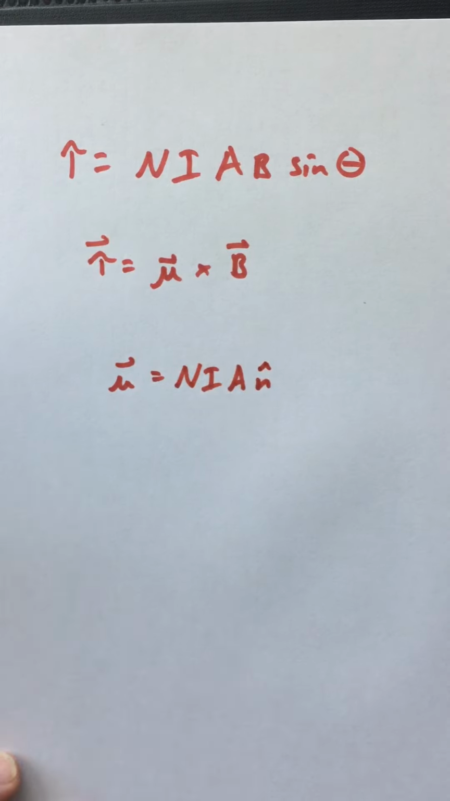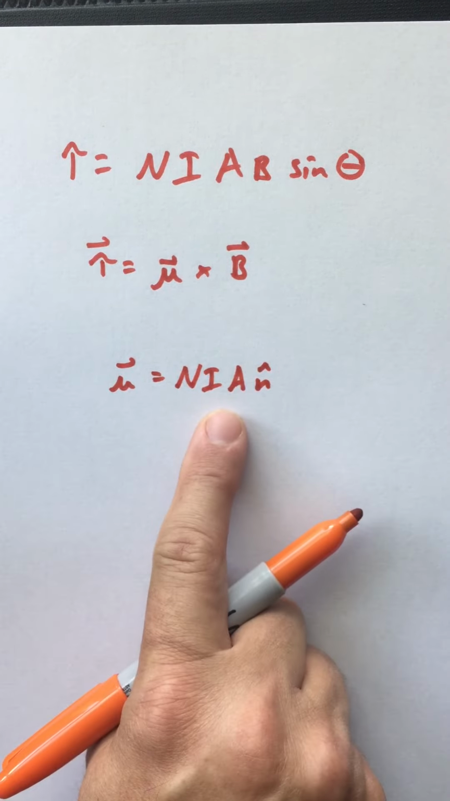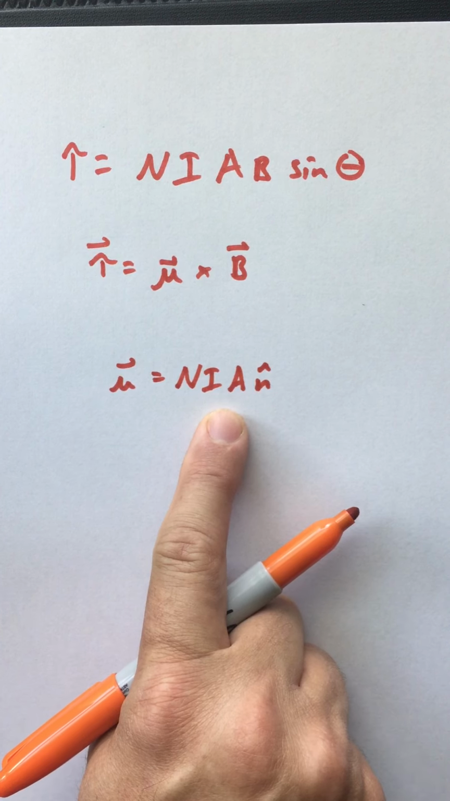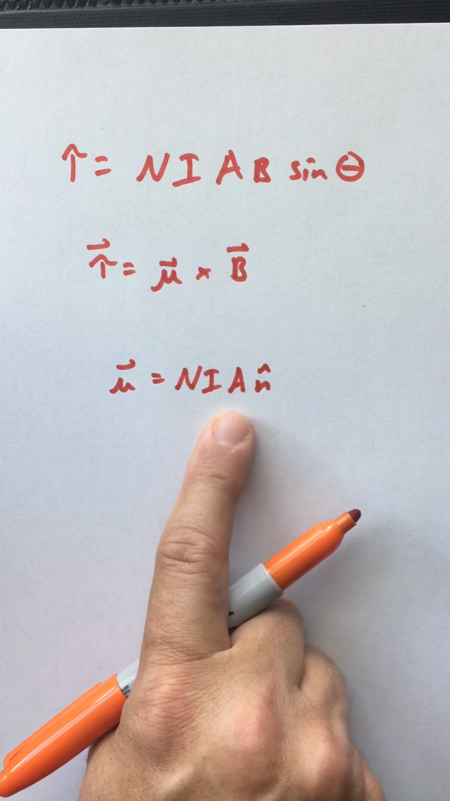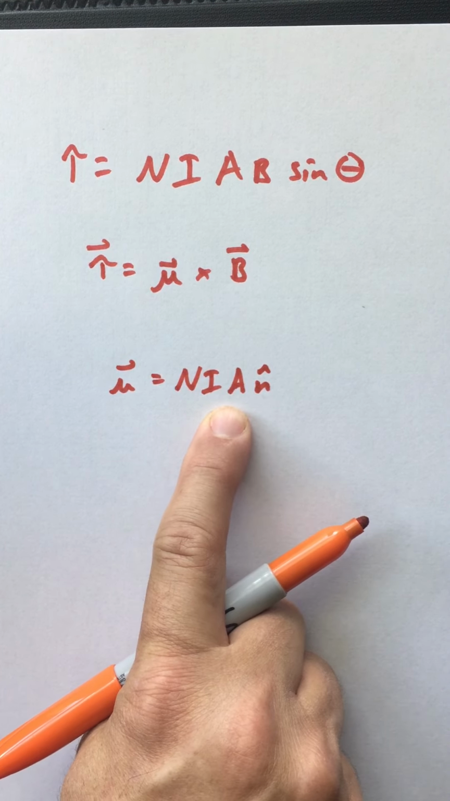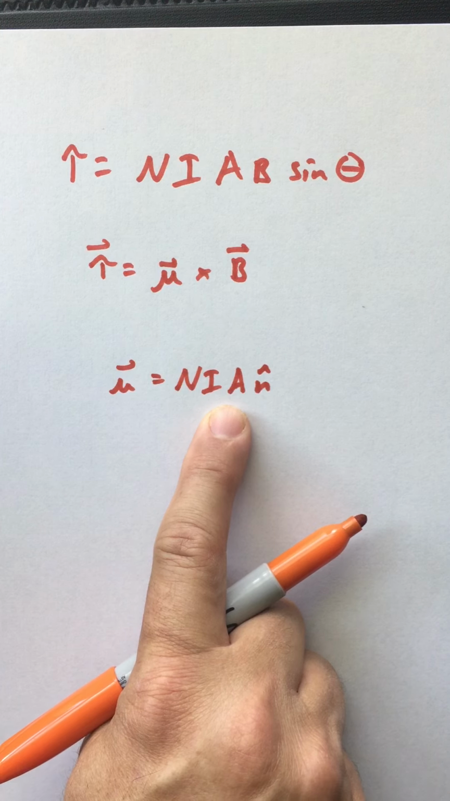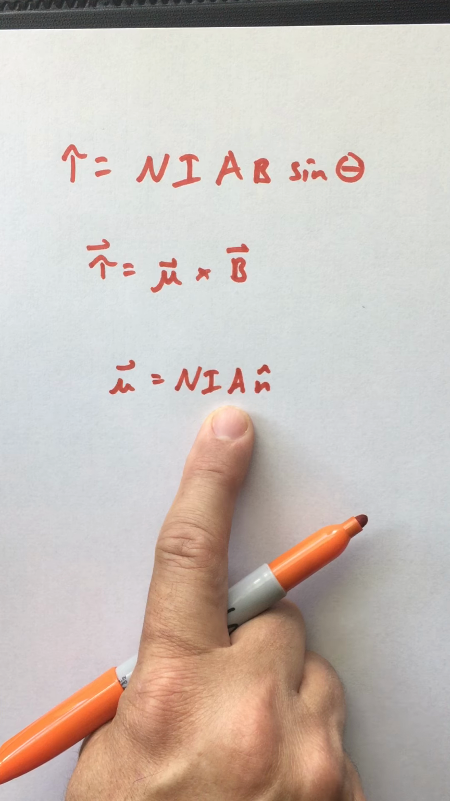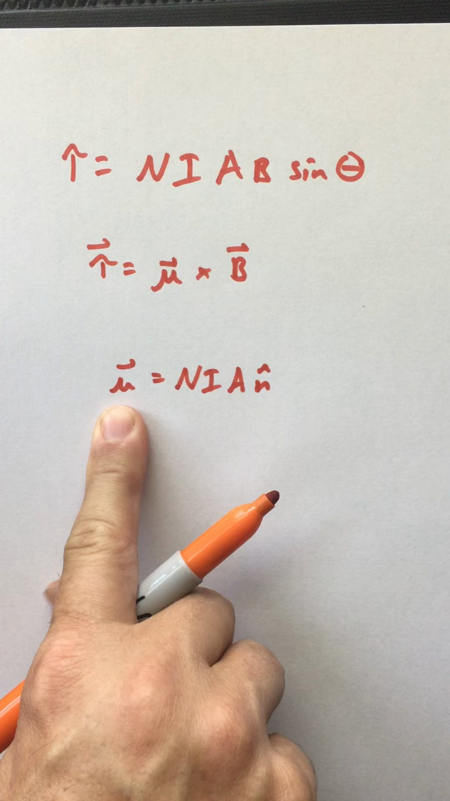N hat, where N hat is the unit vector perpendicular to the plane of the area. If this loop forms a plane of area A, N hat will be the vector perpendicular to that. This forms the A vector. This is called the magnetic moment of a loop.